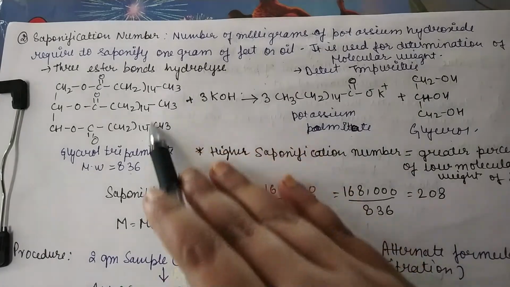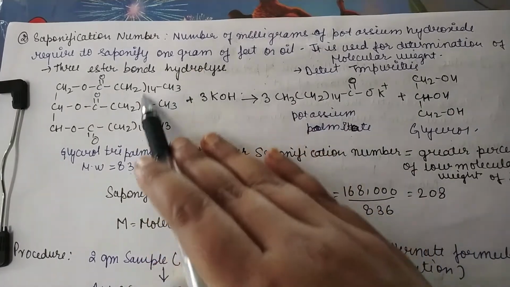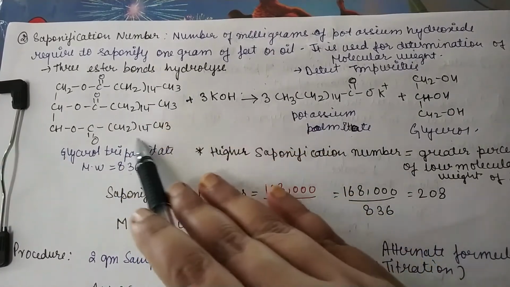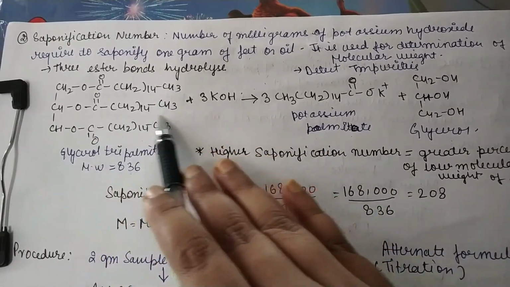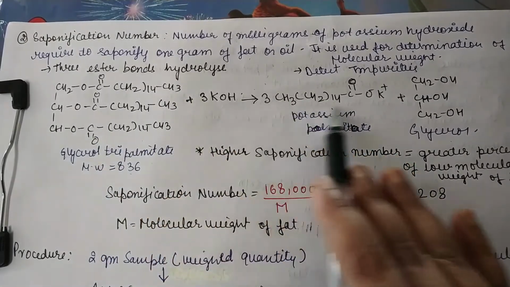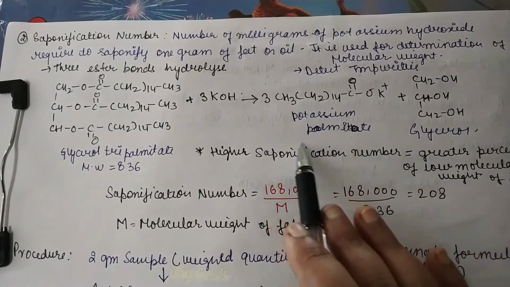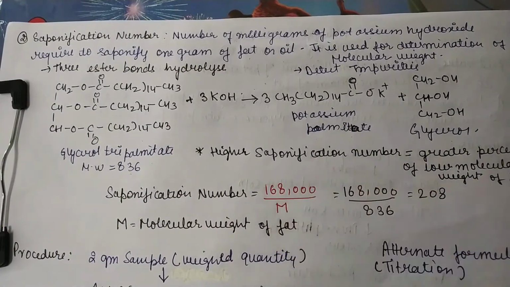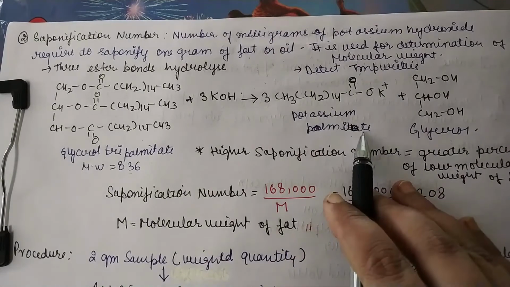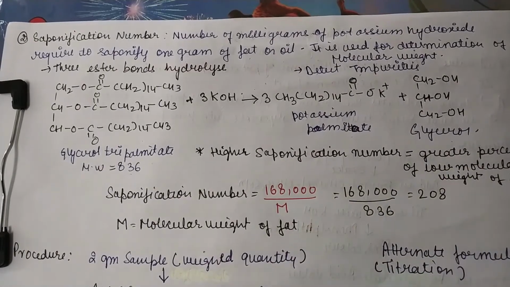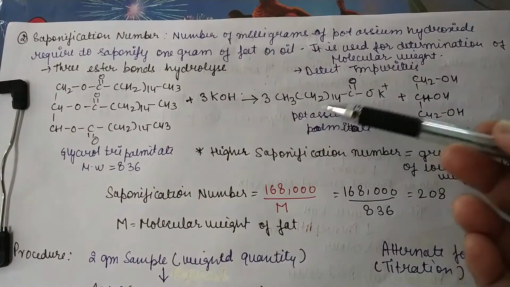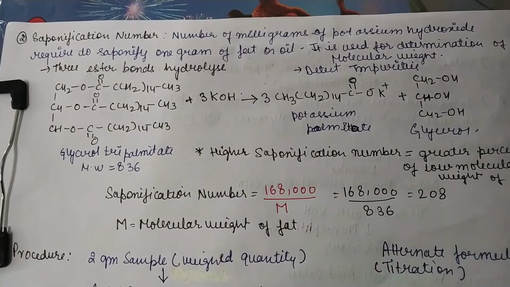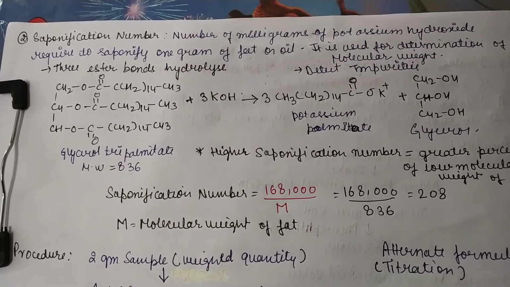So this is the simple glyceride where all the R or alkyl chains have the same number of carbons. Because of that only one potassium salt is obtained, and 1 molecule of glycerol. In case 3 different types of alkyl chain are there, then we will get 3 different types of potassium salts here. So let's see how to calculate the saponification number.